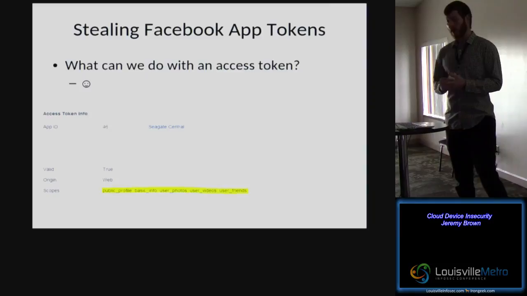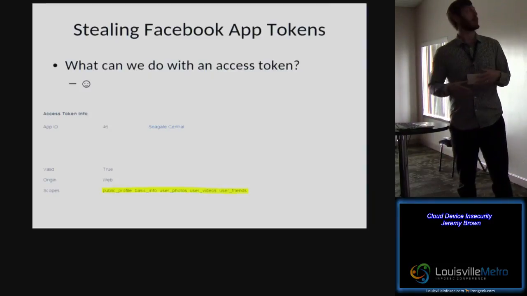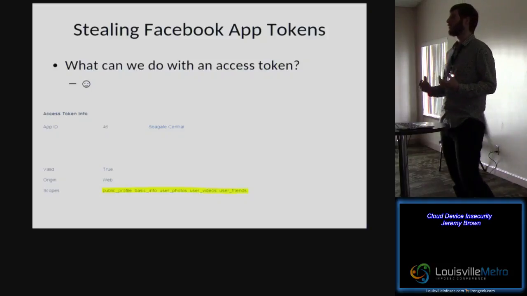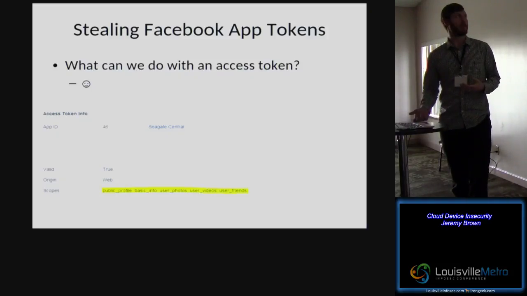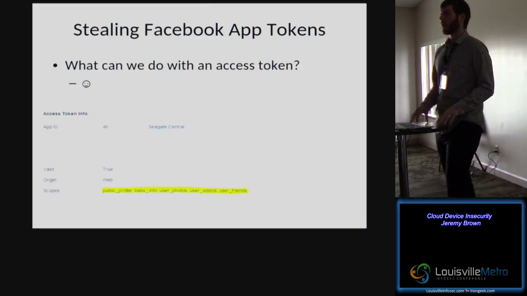So we have the token, and we can log in, and this is the page showing the scopes of privileges we have by using that token. So we can look at the, of course, public profile. We can look at the photos, videos, and the friends at that point. We have a little bit of access.